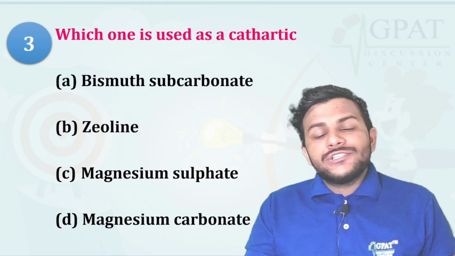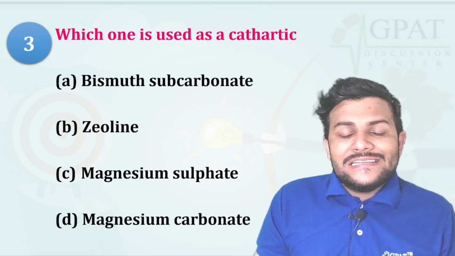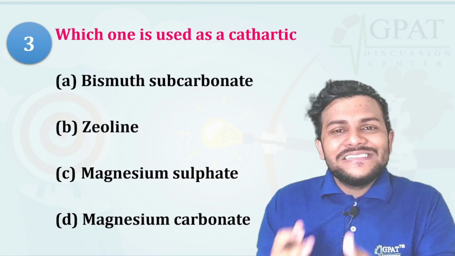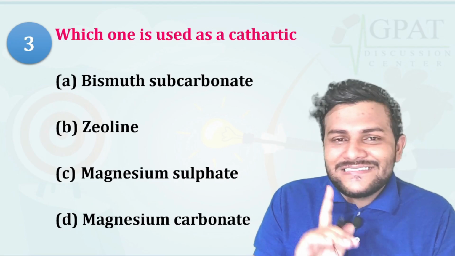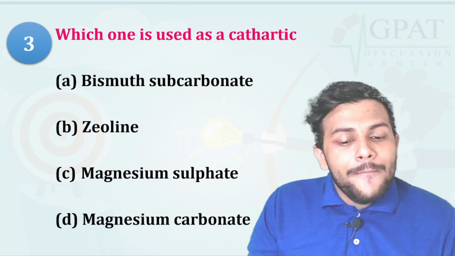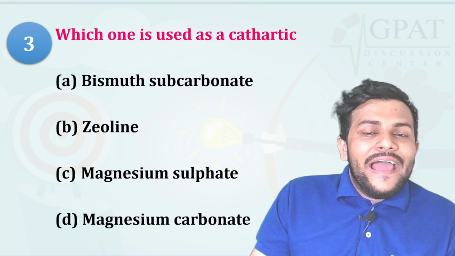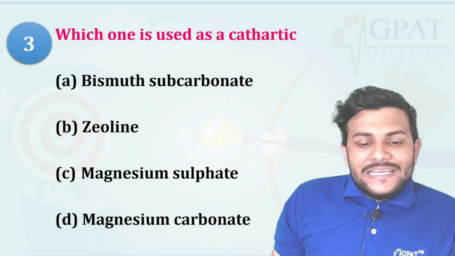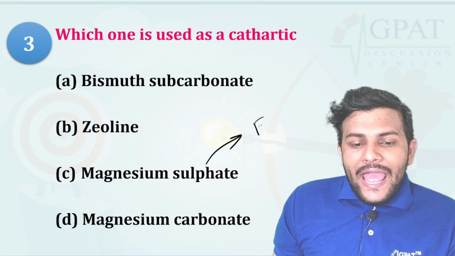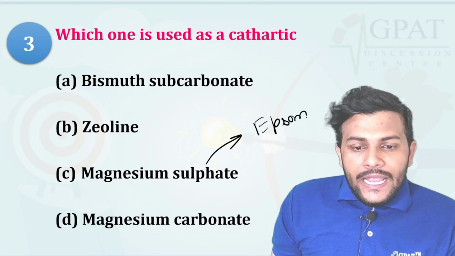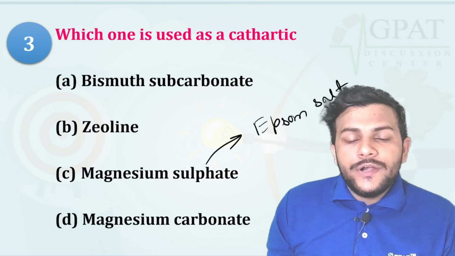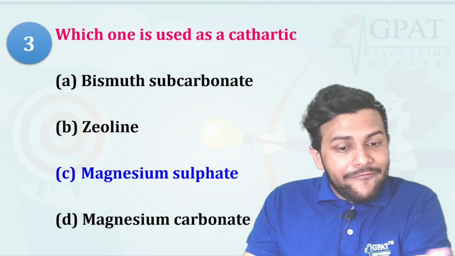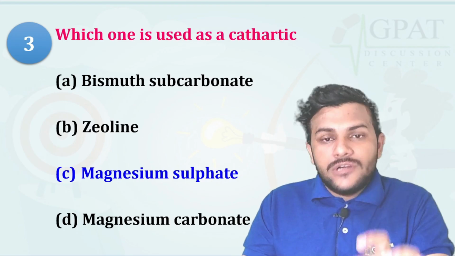Got it? Next question: which one is used as a cathartic? As I discussed in the last question, magnesium sulfate acts as a laxative, a cathartic agent. Magnesium sulfate is also known as Epsom salt. Got it?